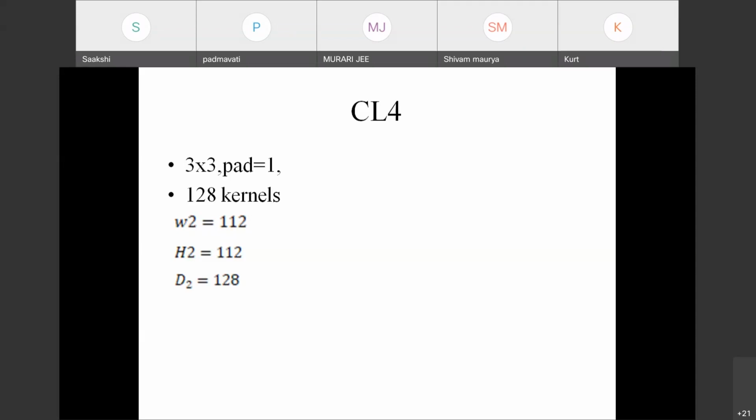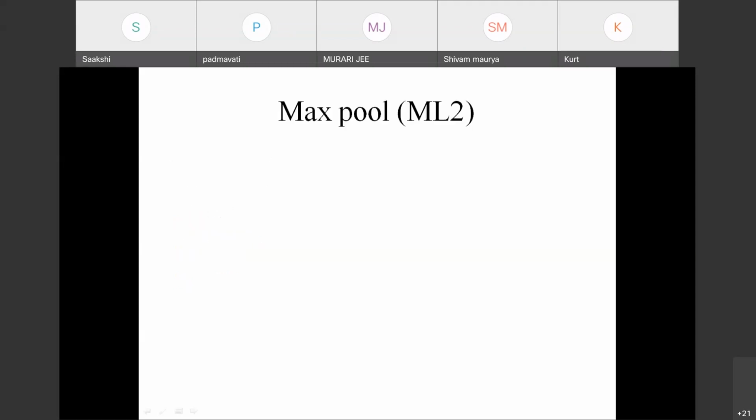Yes, very much correct. So it should be 3 cross 3 cross 128 plus 1 multiplied by 128 number of kernels. Correct. The next operation here is max pool operation. Again with 2 cross 2 with stride rate as 2, we will be able to reduce the height and width to 56 cross 56 cross 128.